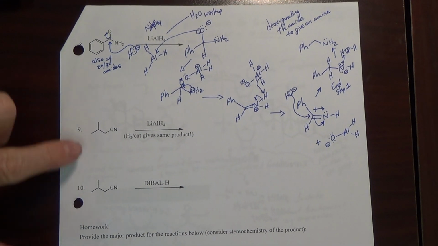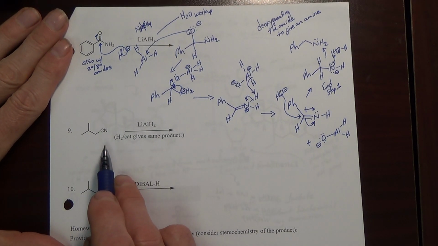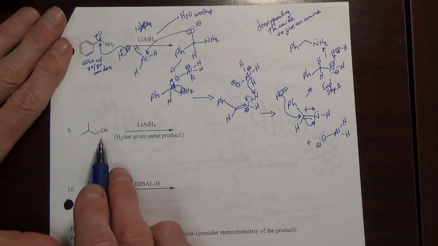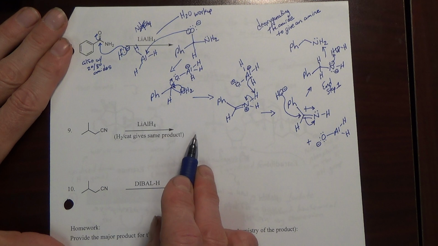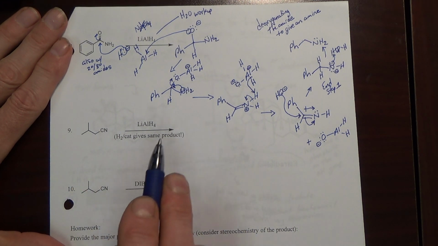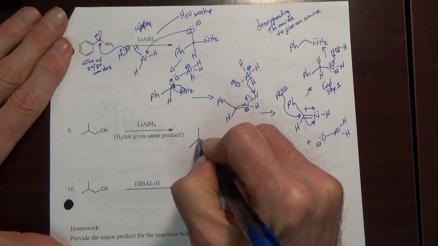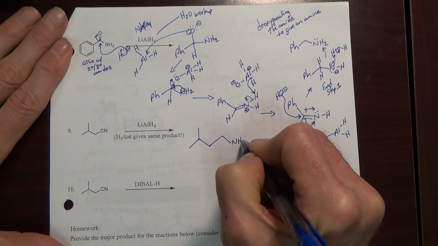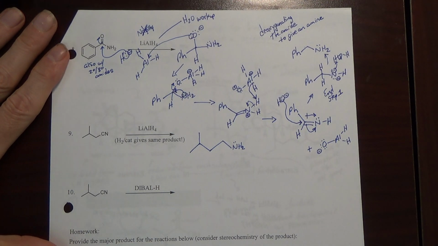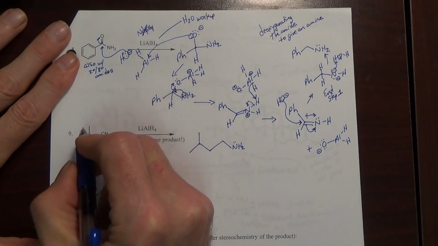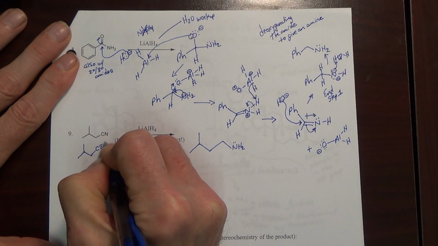Okay, let's look at a couple of reactions of nitriles with hydride reagents. If you react a nitrile with LAH, you can reduce it. And what you will get here is the primary amine. Because, keep in mind, this is a C triple bond N.